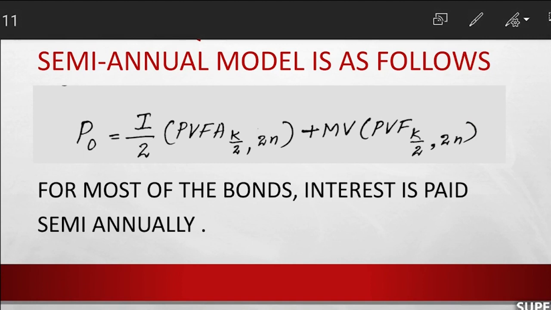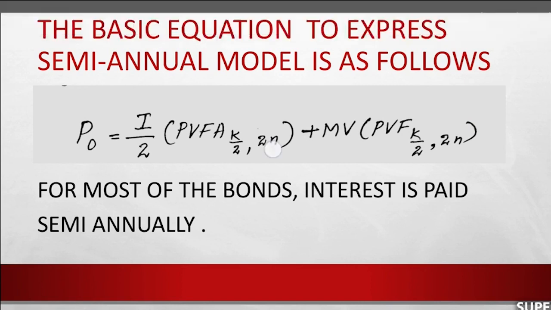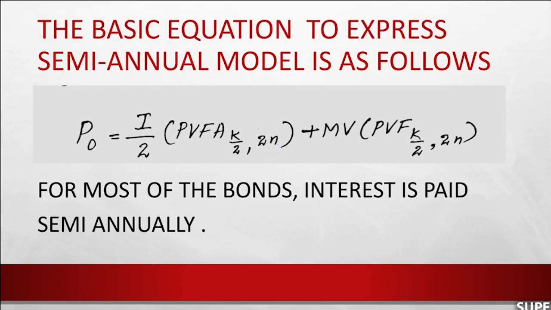So if the maturity period is N years, then the number of periods will be doubled. For example, if the maturity period of a bond is 5 years, then the number of periods will be 5, and if the interest is paid semi-annually, there will be 10 half years, that is 2 into 5. So we are choosing the time period as 2n.